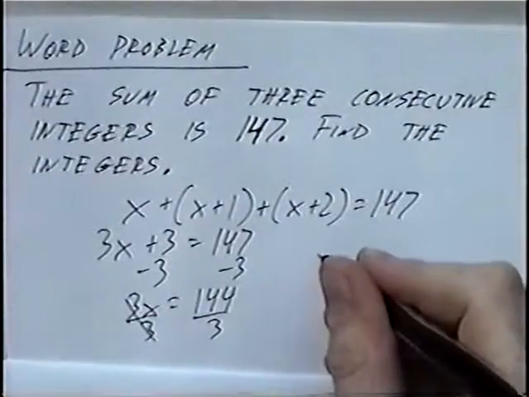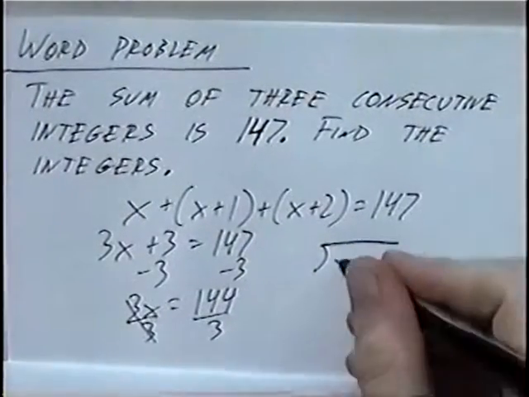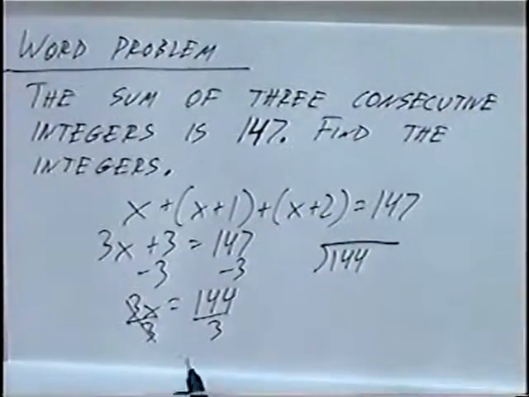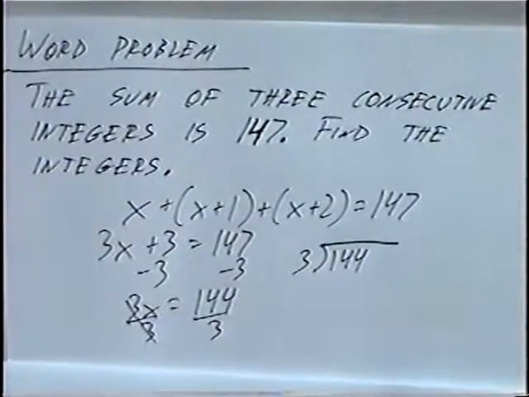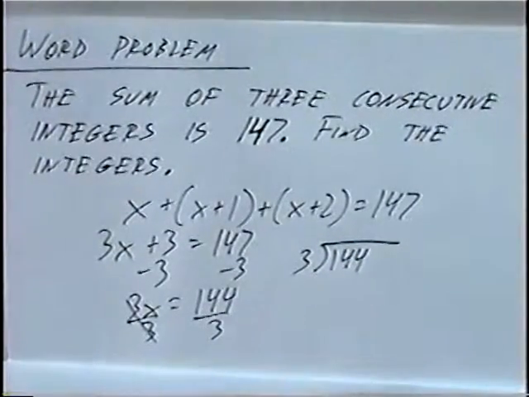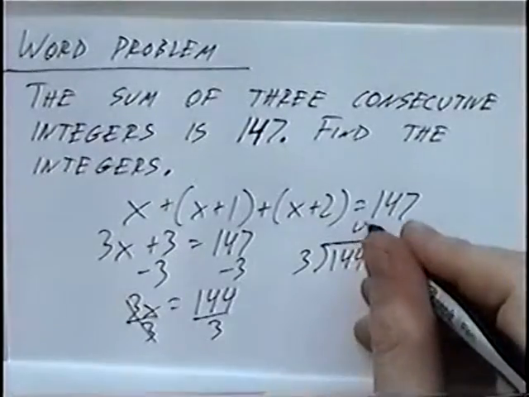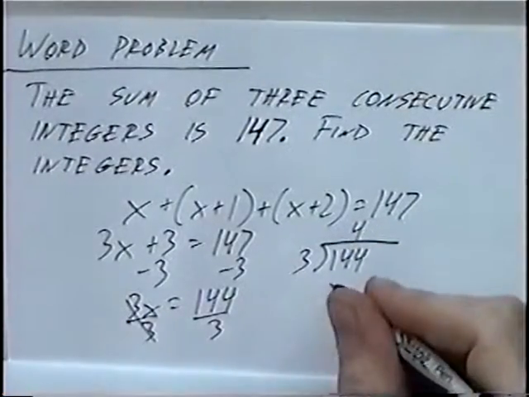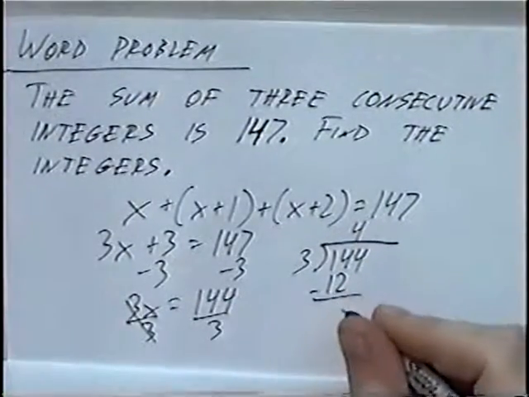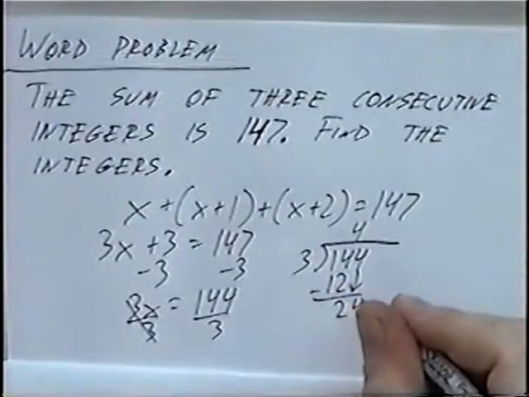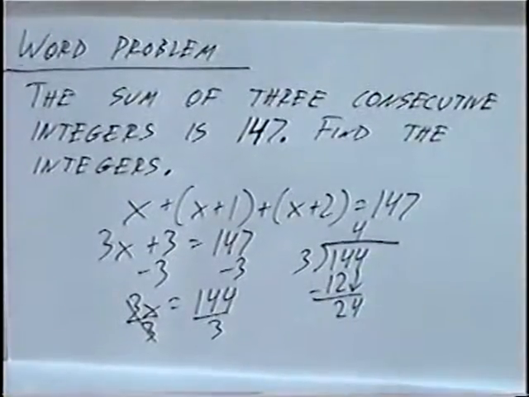144 divided by 3, we can do long division. 144 on the inside divided by 3 on the outside. 3 into 14 goes 4 times. 4 times 3 would be 12. Subtract, bring down the 4. 3 into 24 would be 8.